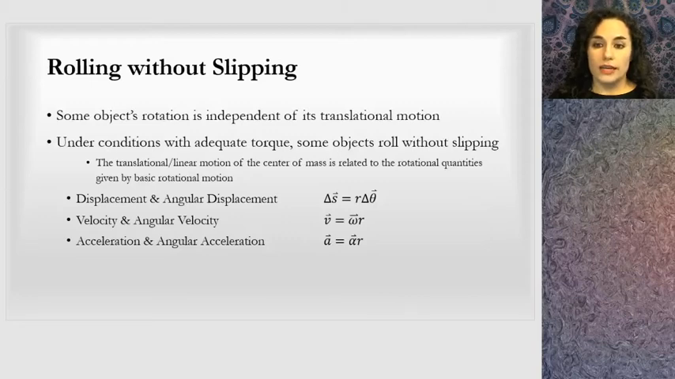One caveat that I need to introduce to you is the idea of rolling without slipping. With the grindstone example, we didn't have to think about the center of mass moving anywhere. It was just spinning in one spot. But oftentimes objects are spinning and moving at the same time. So you would have a kinetic energy term that would be a linear or translational contribution, and a kinetic energy term that would be a rotational contribution. It has both types of kinetic energy as it's moving along.